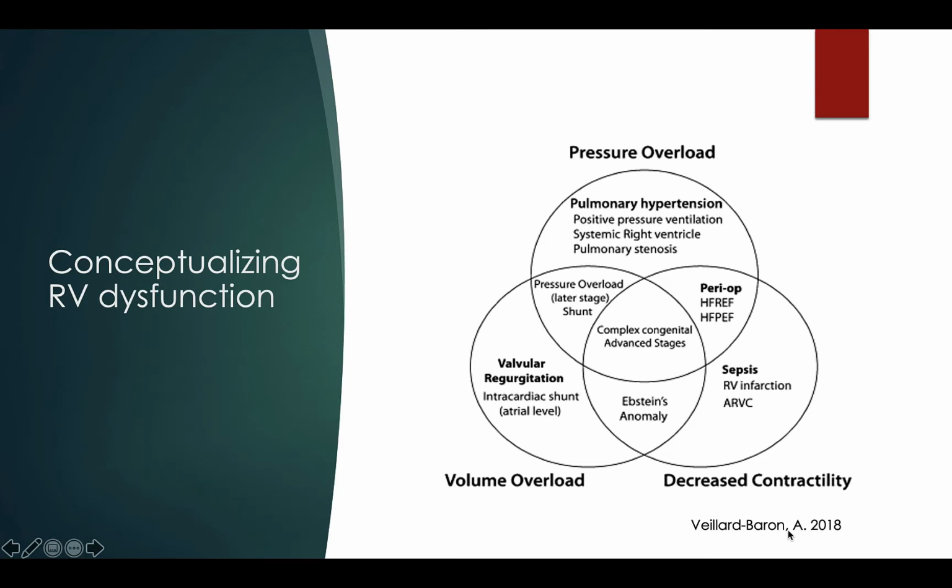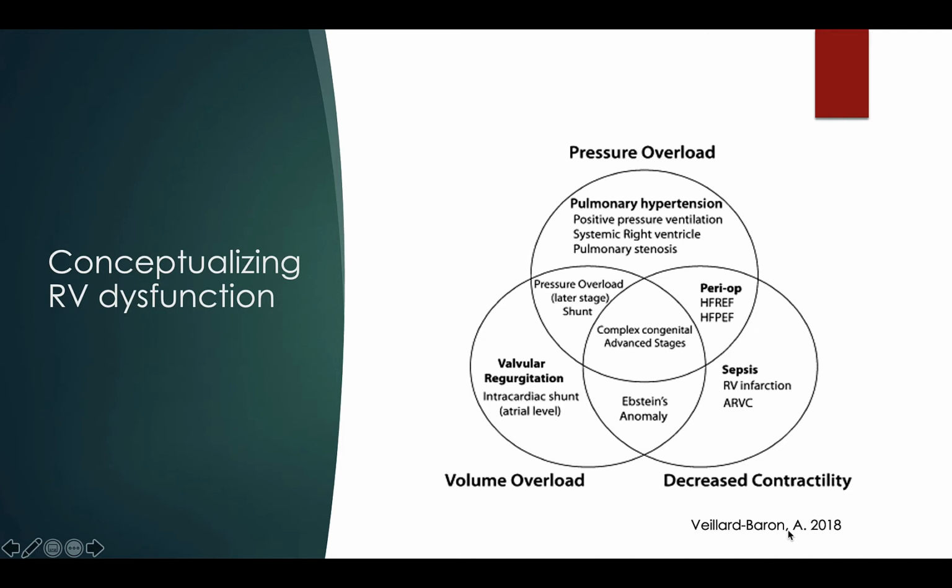Dysfunction of the right ventricle can be conceptualized as a problem of poor contractility, pressure or volume overload, or some combination of the three. Poor contractility in a general critical care setting is most commonly due to the effects of hypoxia, acidosis, or global myocardial dysfunction in the context, for example, of severe septic shock.